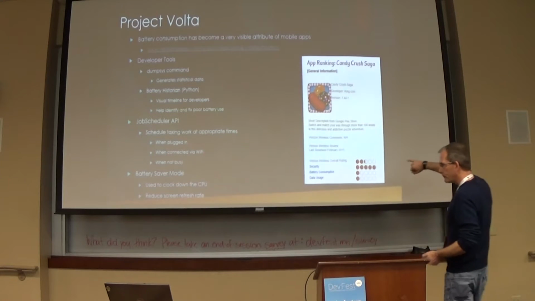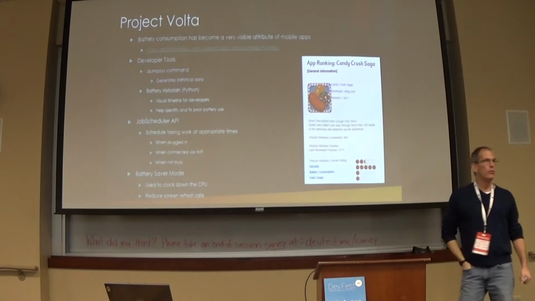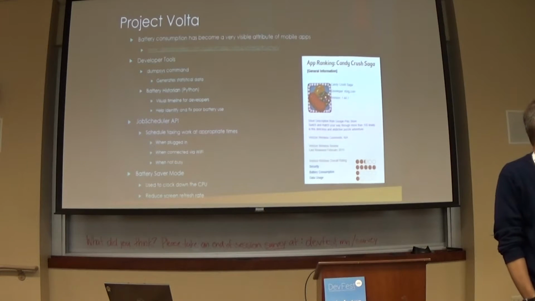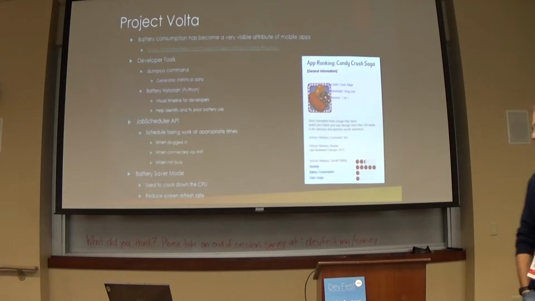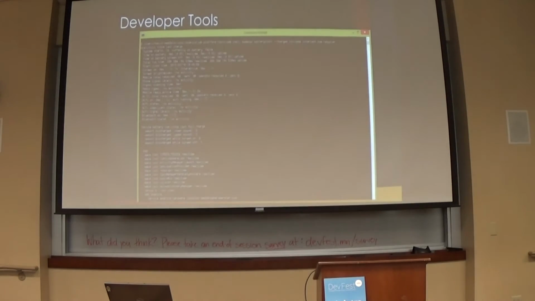Things like the ability to clock down the CPU when it needs to, and reducing the screen refresh rate when it starts to recognize that it's using too much power. Those are already built in, and that's something you don't have to worry about as a developer. But you should hopefully see that the devices your app runs on are getting much better in how they use that battery.